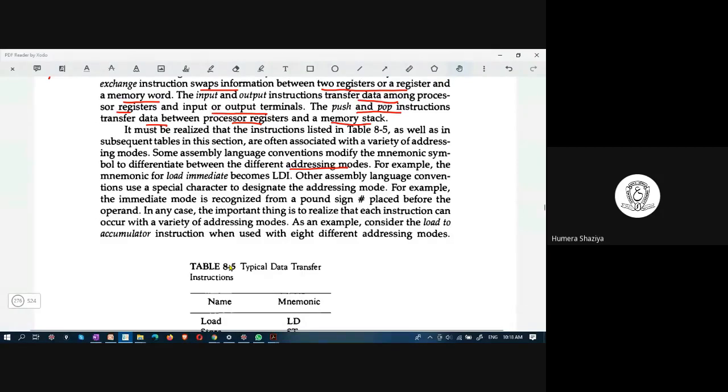The mnemonic for load immediate would become LDI. Load immediate is for immediate addressing mode. Immediate mode is recognized from a pound sign placed before the operand.